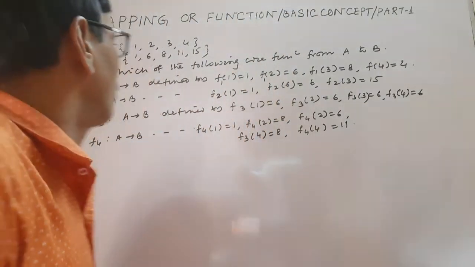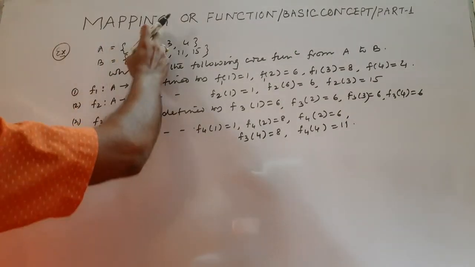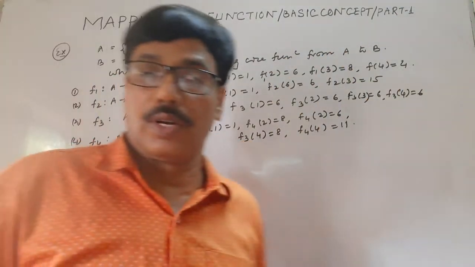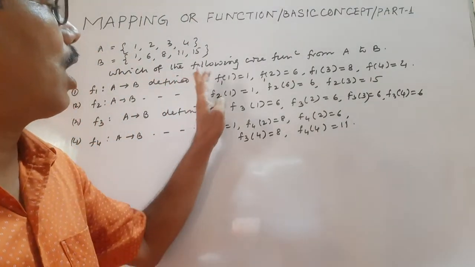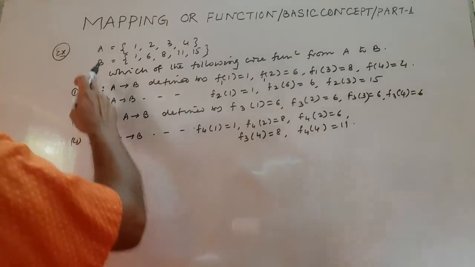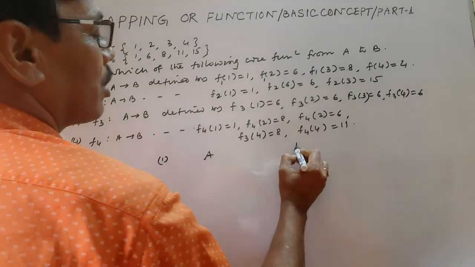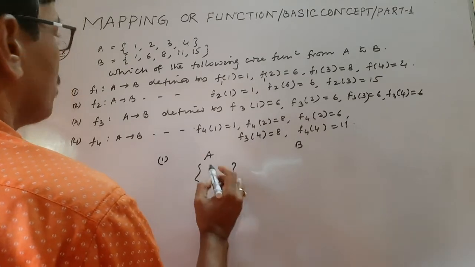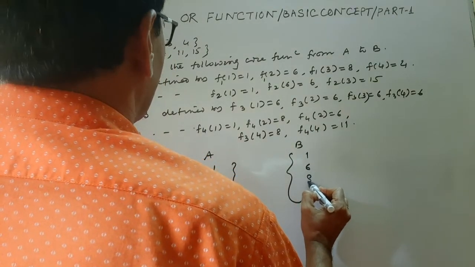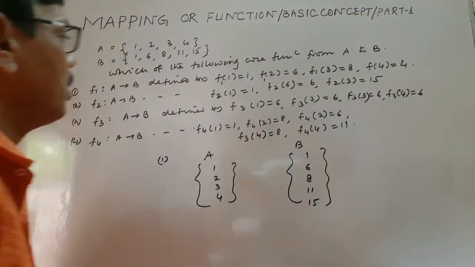Now we consider an example. A and B are two sets. Which of the following are functions from A to B? All are not functions, they are relations. Which of the following are functions from A to B? So here function F1, A to B is defined. For problem number 1, A and B are two sets. Elements of A: 1, 2, 3, 4. Elements of B: 1, 6, 8, 11, 15. There are two sets, and a correspondence is given.